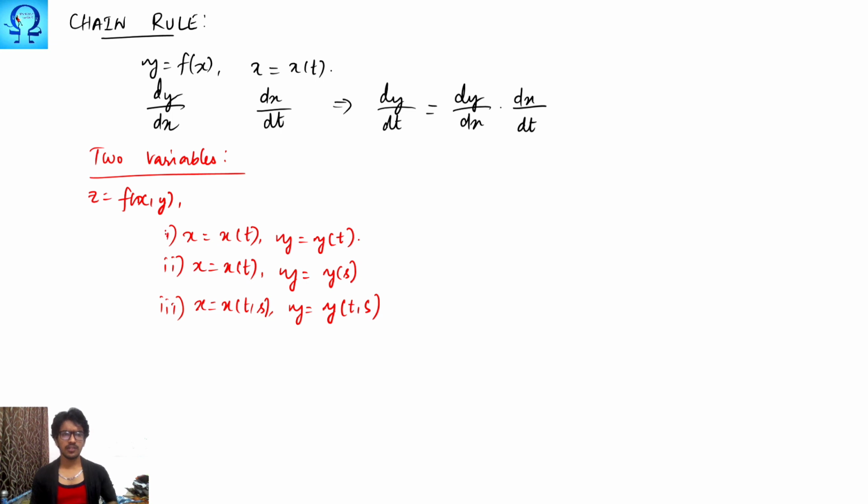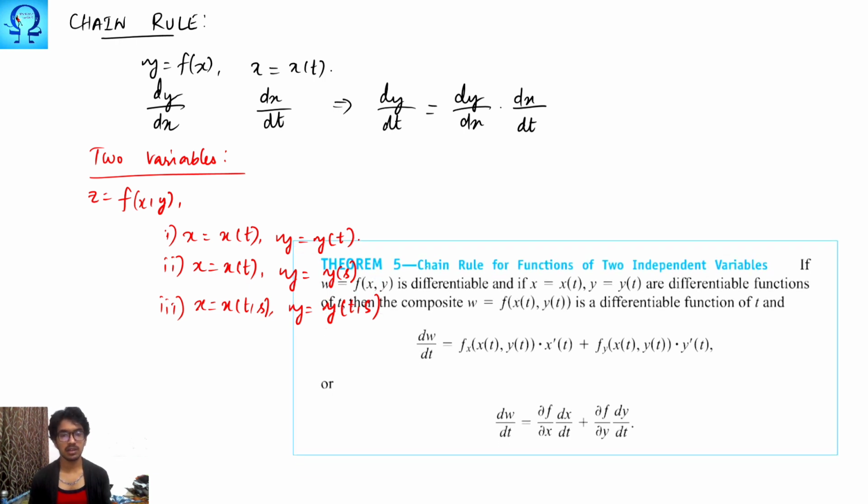For only two variables I have spoken now. The generalization to n variables, any number of variables in z as well as any number of independent variables, can also be spoken. Now let us pay our attention only to this and see what is happening here. These three are the possibilities. So if this is going to hold, what is going to happen? That is given in this theorem.